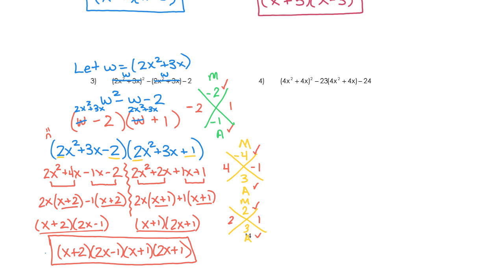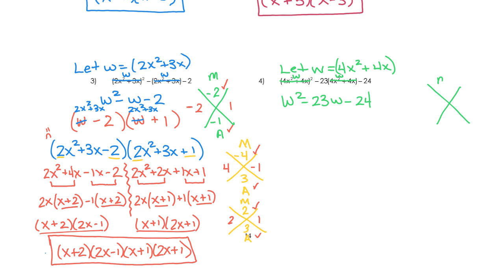And so over here in number 4, again, it looks like a trinomial, but with those goofy expressions inside. So we're going to go ahead and let a nice, easy variable like w equal those expressions, which is 4x squared plus 4x. And so by doing that, this gets replaced with a w, this gets replaced with a w. And so we end up with w squared minus 23w minus 24, and that becomes a nice easy trinomial.